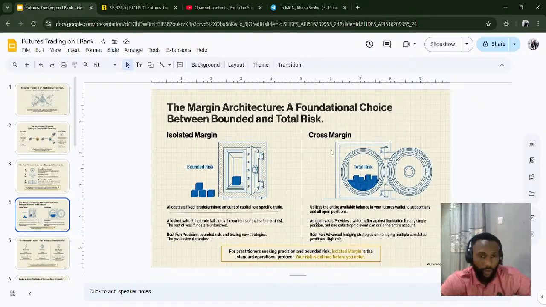Hello guys. Having a little technical issue. Let me just check whether this is still connected. Just a moment.